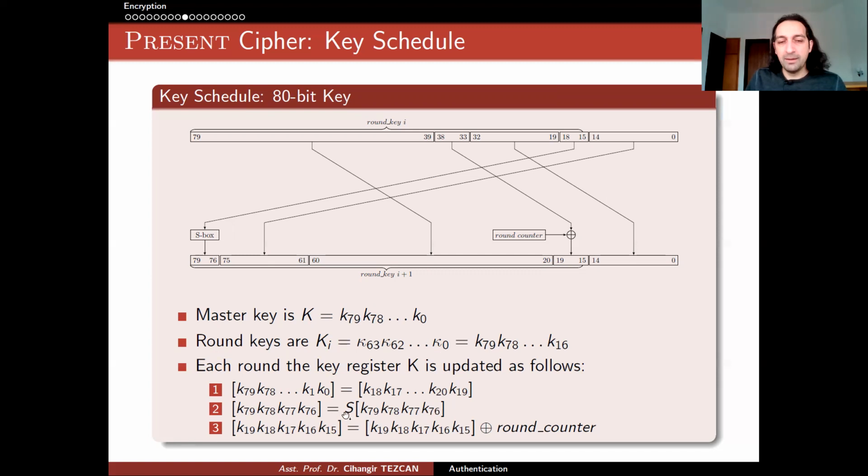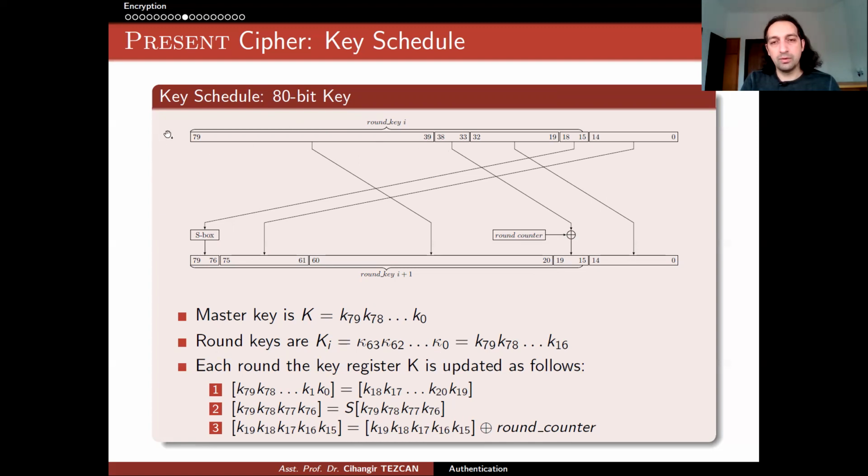Then it says to perform the S-box operation on the leftmost 4 bits. You can see it is here. And it says to add a round counter to these 5 bits, which is here. The round counter is actually the number of the current round. So at the first round it is 0, in the next round it is 1, 2, and it goes until 31. As simple as that.